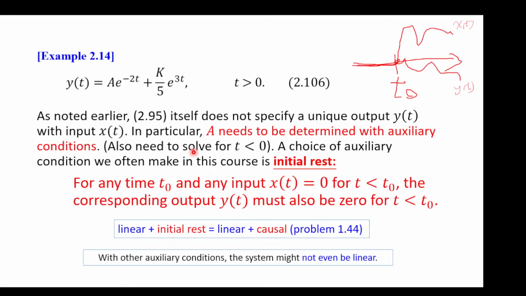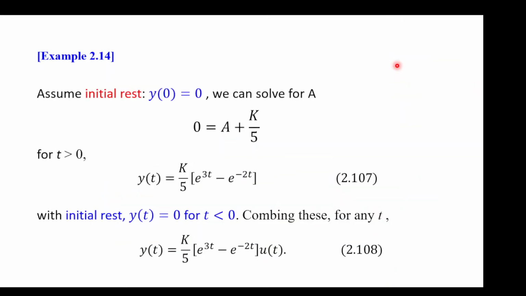Okay, so let's go back to solving this equation with initial rest. Initial rest, as we say, tells us things at t0. So what happened at t0? This is also a bit of an assumption, so we assume y of t is continuous at t0. So y of t is 0 at all t less than t0, and we're saying y of t is also 0 at t0. So with the initial rest, then y of 0 equals 0.